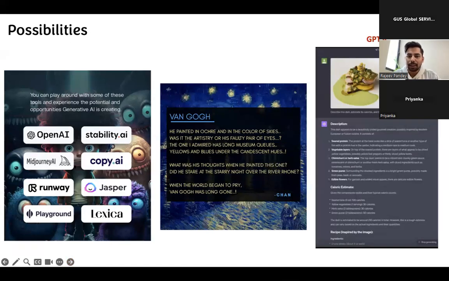So what are the possibilities? What all can we do, right? We know that there are a lot of tools I've already shown you: OpenAI, Stability AI, Midjourney, Copy AI. We have heard of these tools, and they are currently some of the top ones being used.